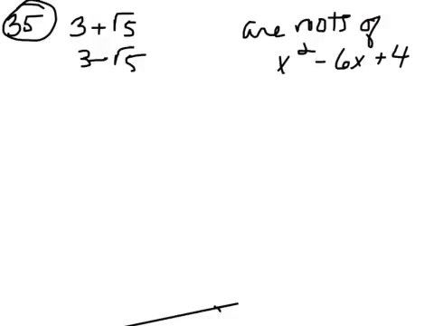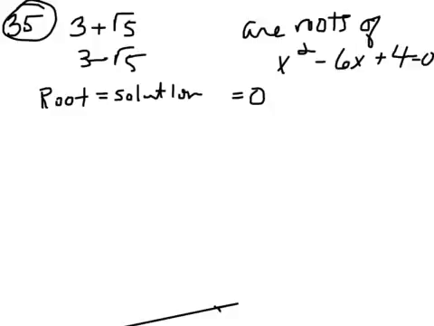On number 35, they want us to show that 3 plus square root of 5 and 3 minus square root of 5 are roots of x squared minus 6x plus 4. Well, how are we going to do that? A root means it's a solution. And what's a solution? A solution is something that if I plug it into the equation, I get a true statement. In other words, when I would solve x squared minus 6x plus 4, if you remember, we would set it equal to 0. So if I plug either one of these numbers into that equation, I should get 0.